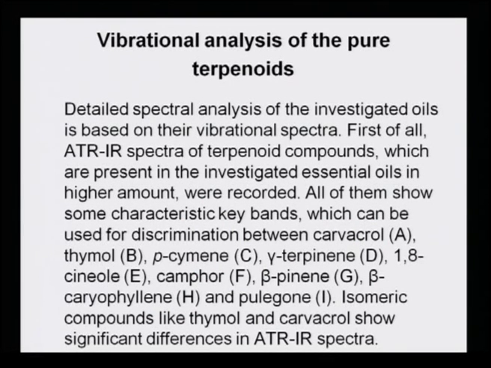Vibrational analysis of the pure terpenoids. Detailed spectral analysis of the investigated oils is based on their vibrational spectra. First of all, ATR-IR spectra of the terpenoid compounds which are present in the investigated essential oils in higher amount were recorded. All of them show some characteristic key bands which can be used for the discrimination between the carvacrol, thymol, thymine, terpinene and camphor, and then the isomeric compounds like thymol and carvacrol show significant differences in their ATR-IR spectra. So, that is where the discrimination and identification of different components can take place. And this particular, because normally an FTIR is used only to give the functional groups. But ATR-FTIR gives more information, and that is why it is being used in this particular case.